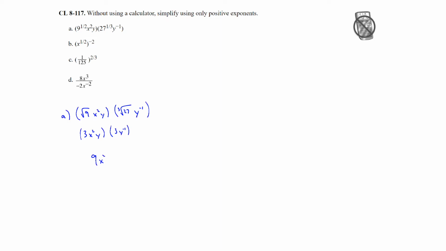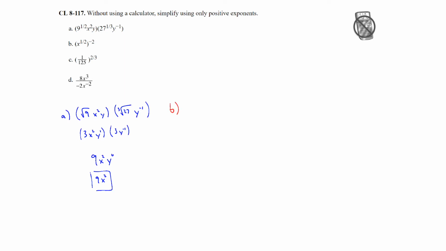There's only that one variable of x, but it's being squared, so that's x squared. And then y to the first and y to the negative 1 would be y to the 0, and anything raised to the 0 power is 1. So we get an answer of 9x squared.